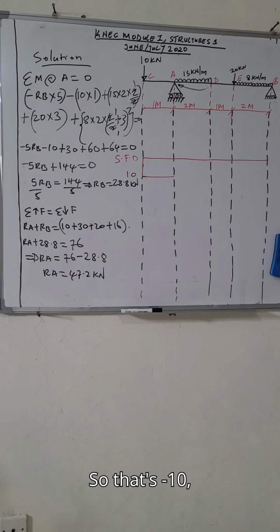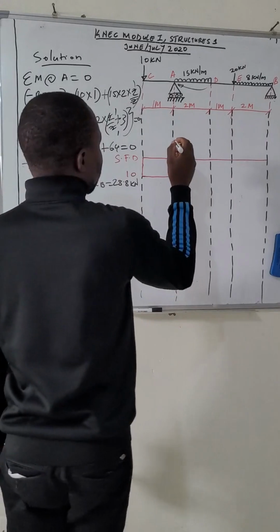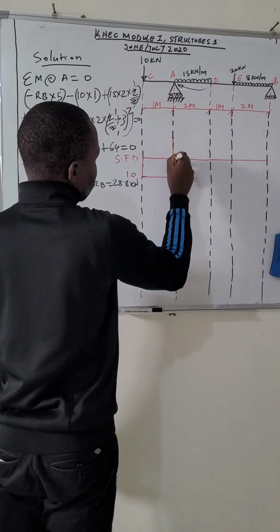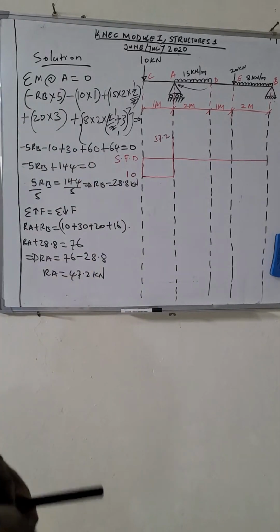So that's negative 10. Take negative 10 plus reaction at A, which is 47.2. That's 7.2. So you will approximate that 7.2 somewhere, let's say somewhere like there. So that's 7.2.